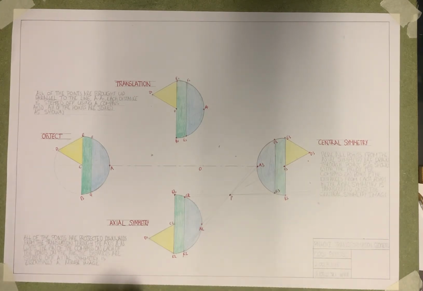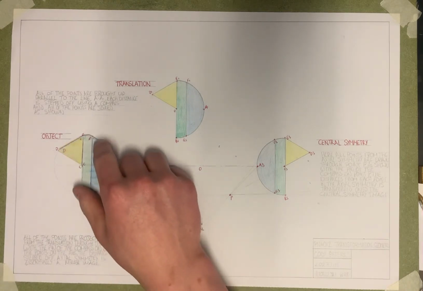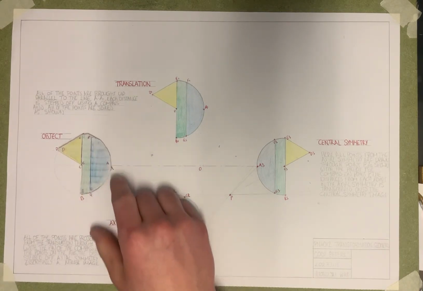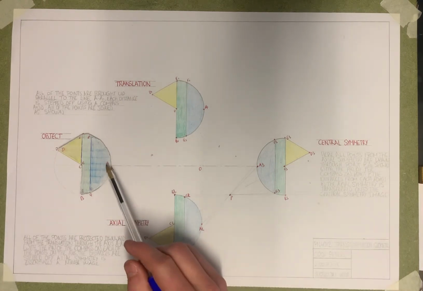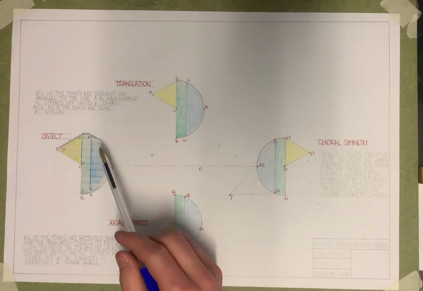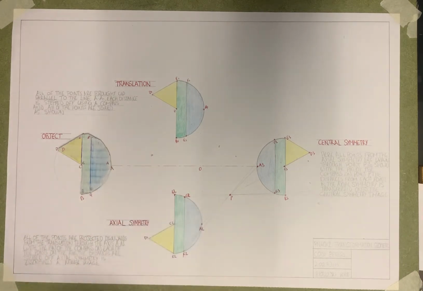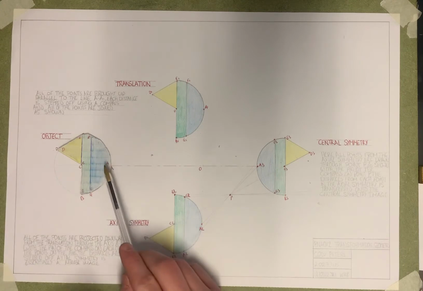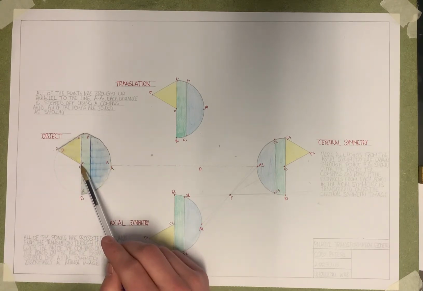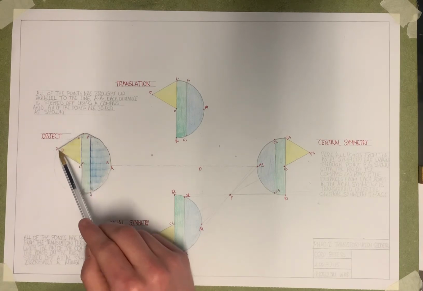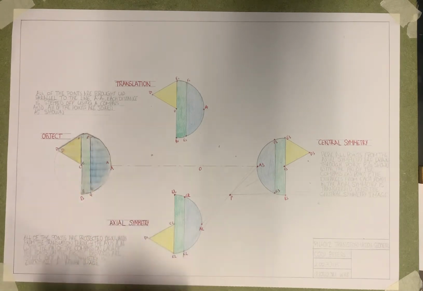So we'll start now with our object. So here is our object, or our logo. The first thing we need to do is we are given point A, but none of the rest of the points are labelled. So to avoid confusion, the first thing to do is label all the rest of the points. So here I have points A, B, C, where C is the centre of the circle, D, E, F, and G.